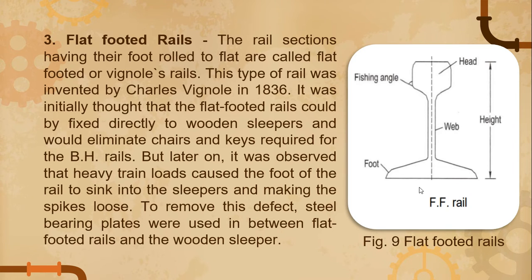So this is a type of rail where the foot is spread out to form a base. This form of rail has become so popular that 90% of the railway tracks around the world have this type of rail. So if we notice from the figure, its lower part is flat-footed. So this is for the reason that it can be fixed directly to the wooden sleepers and eliminate the use of chairs and keys. So those are the three types of the rails.